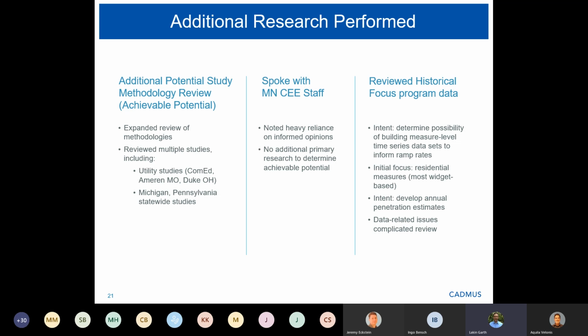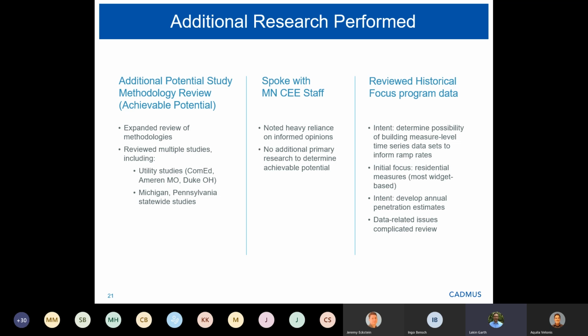Another bit of analysis that we did in the intervening periods of time was that we did some deep review of historical focus program data, and the primary intent there was to determine the possibility of building individual measure level time series data to try to inform our ramp rate selection. And again, ramp rates help determine what the annual potential within a potential study would be, the rate of deployment for both retrofit and lost opportunity measures. And so we started by looking at residential measures, since many of those are widget based. And the idea was that we would be able to estimate penetration over time as a percent of what the total market would be, and then use those to help determine ramp rates for the upcoming study.